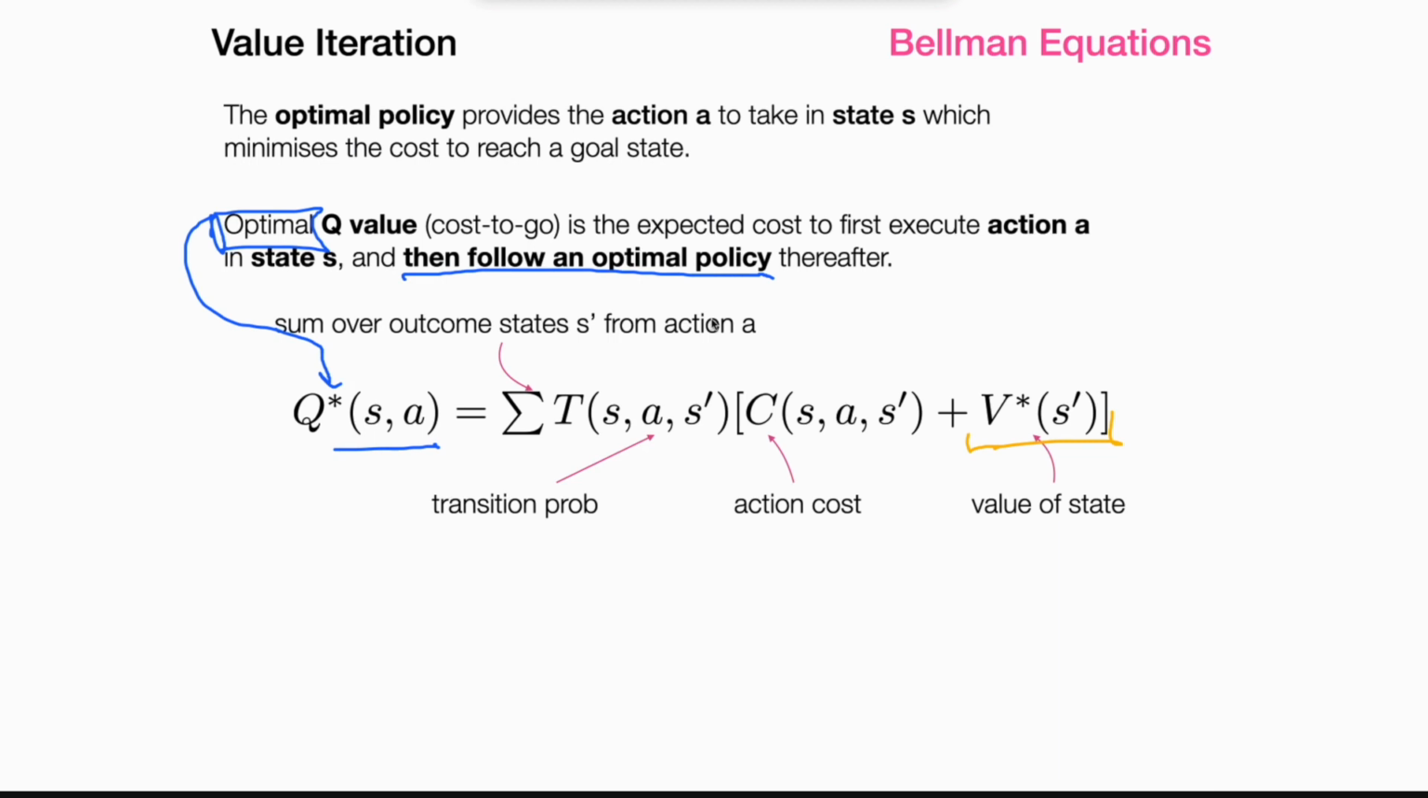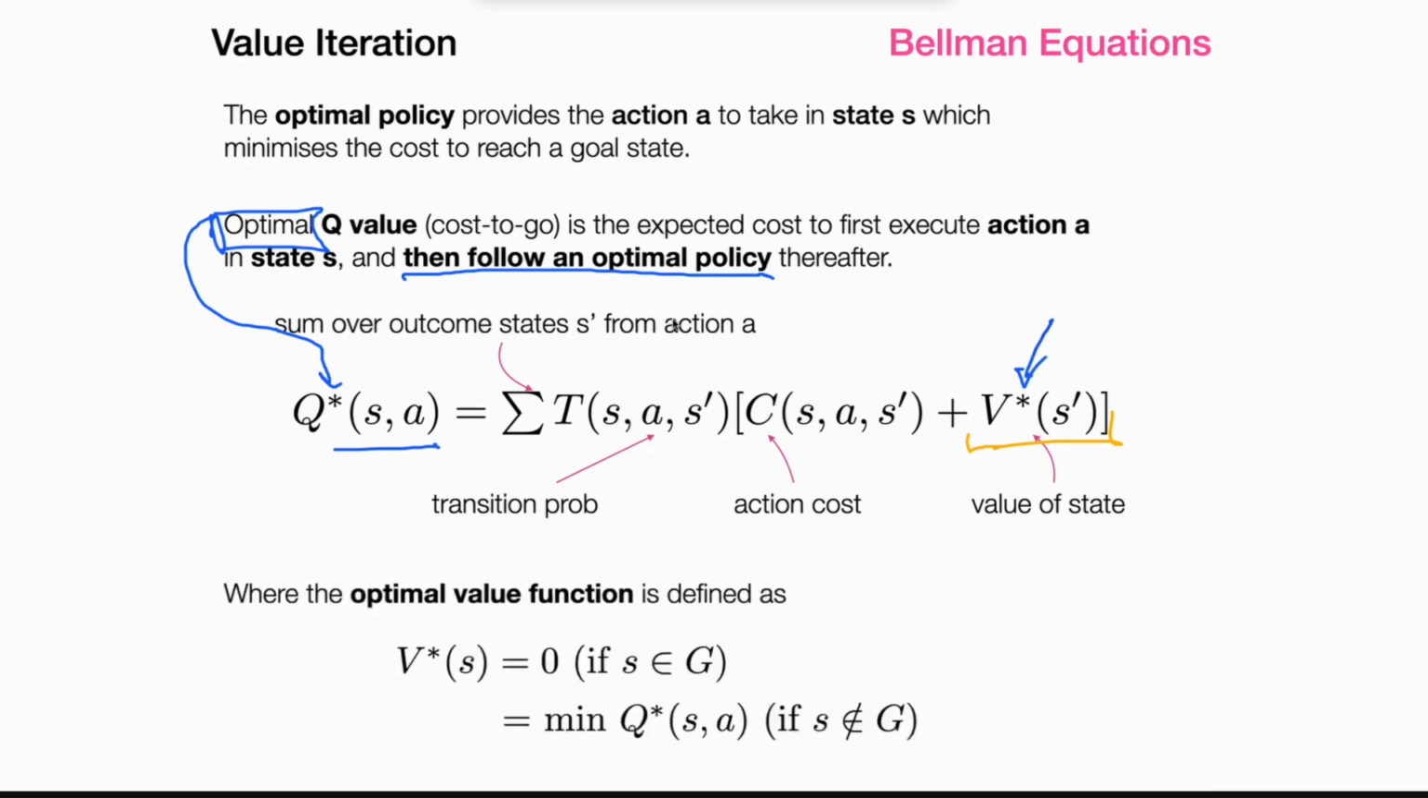So that's the value. The value of a state is the expected cost to reach the goal from that state. And because we're looking at the optimal Q value, we're going to assume that we follow the optimal policy from that state to the goal. And we're going to define this in a minute. In fact, let's define it and then we can come back and talk.